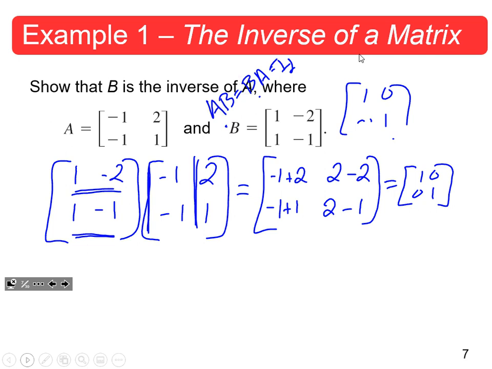And that's it. That's all we have to do for these here. If we want to show that two matrices are inverses, this is really all we're doing. We're just multiplying the two together, showing that they are both the identity. And that's it. Questions on this here?